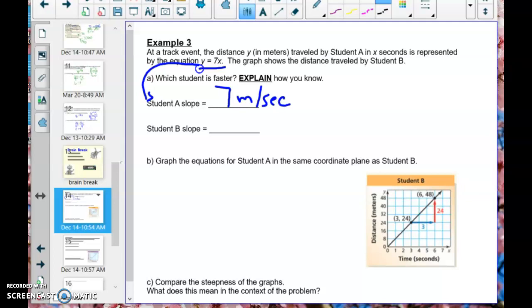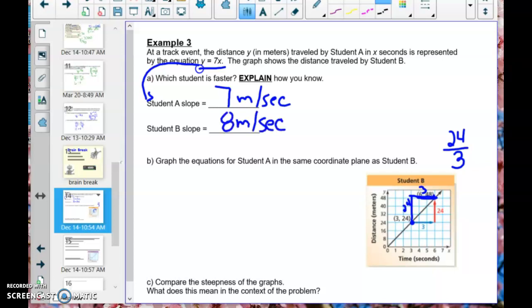Now for student B, I have to use this graph over here. And luckily they give me 2 points and I need to find the slope of those 2 points. One thing to notice is that this y here is not going by 1s, it's actually going by 8s. So when I rise up, that means I'm rising up 8, 16, 24. My x-axis is going by 1, so that means my run is 3. Well, 24 divided by 3 means that this student is traveling at 8 meters per second.